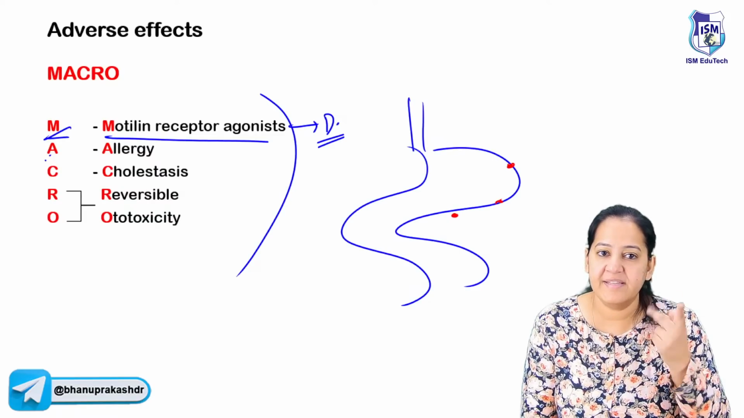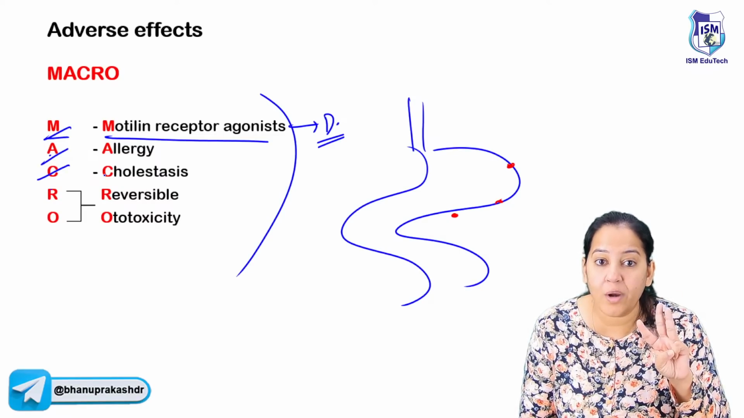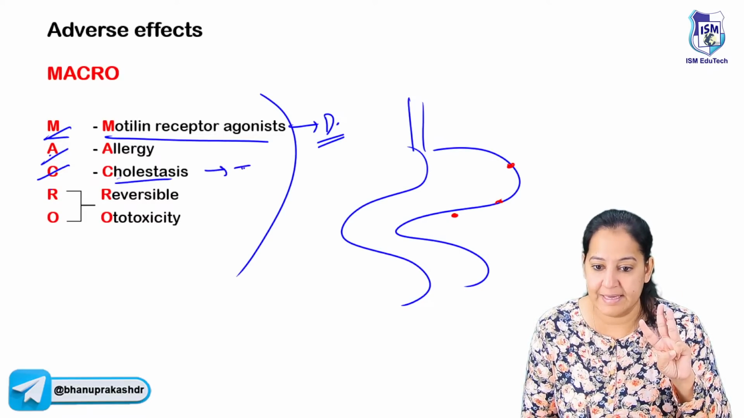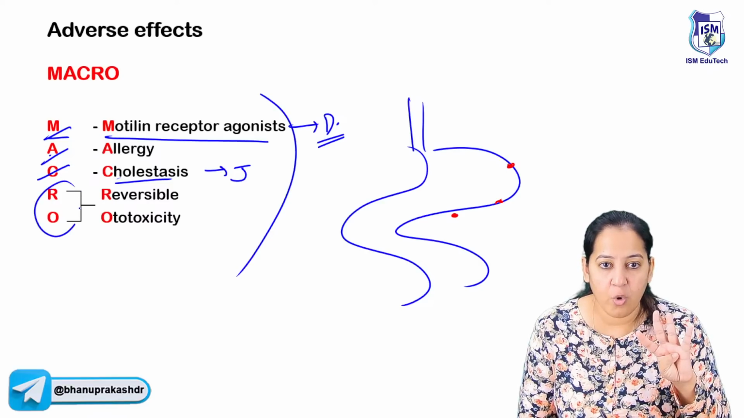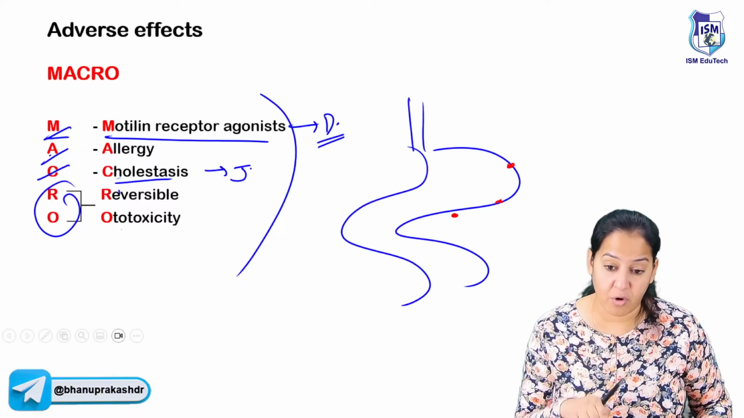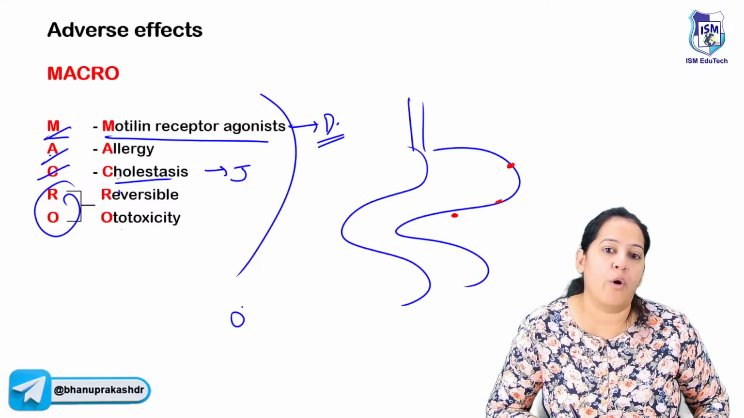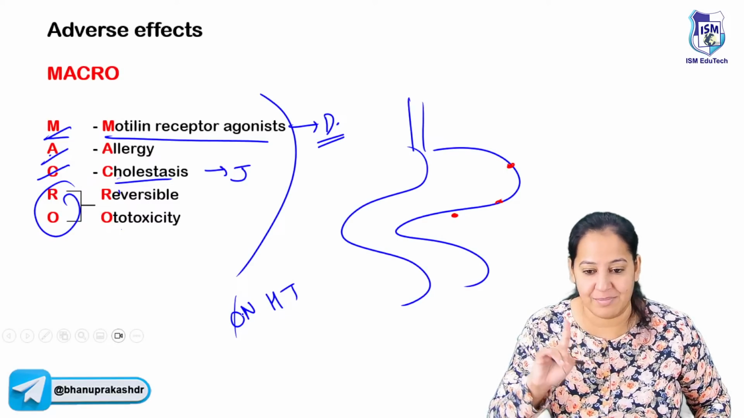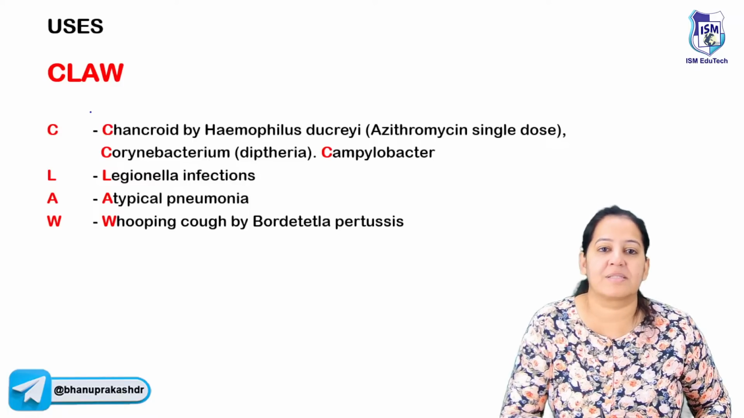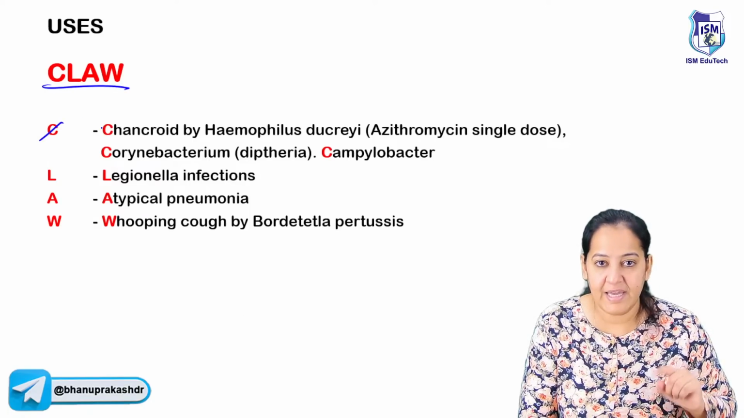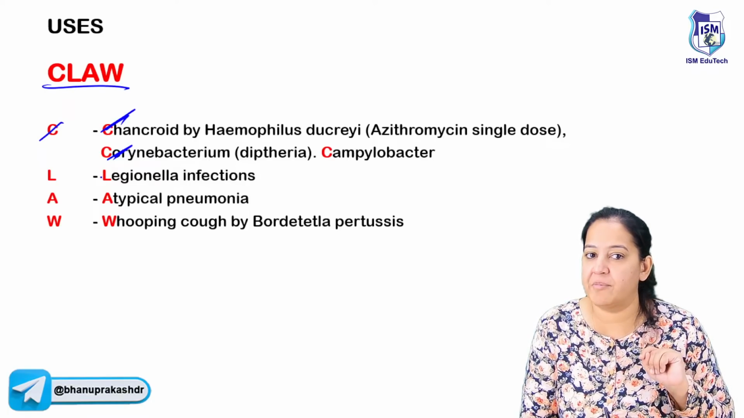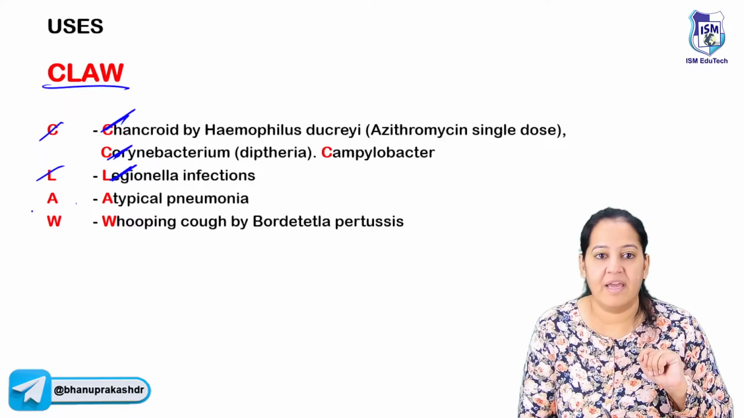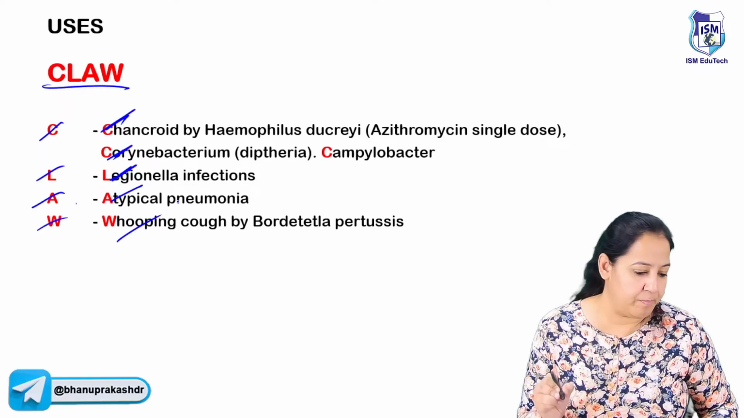A is allergy. C is cholestasis, that is jaundice; the patient will have jaundice. And RO is reversible ototoxicity. We have ototoxicity in aminoglycosides also, right? But that was irreversible. And the uses are CLAW. C is chancroid and Corynebacterium diphtheriae. L is Legionella. A is atypical pneumonia and W is whooping cough.